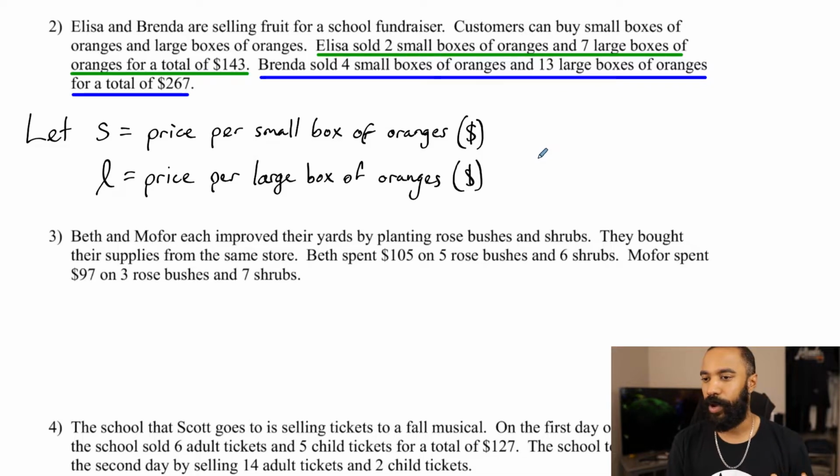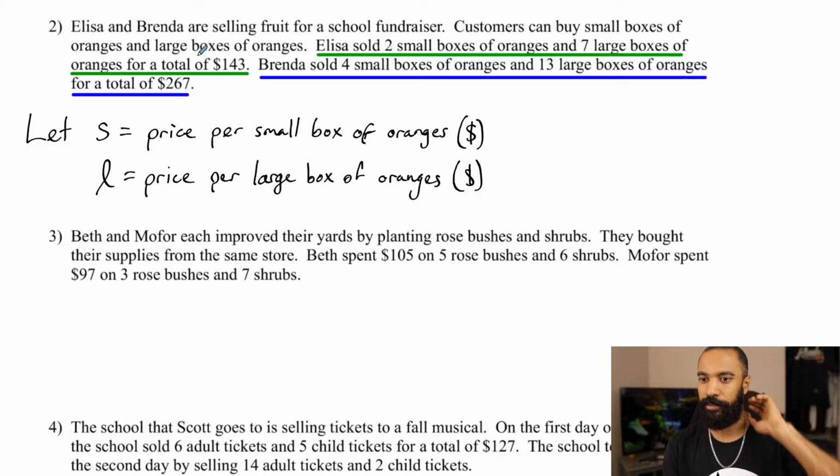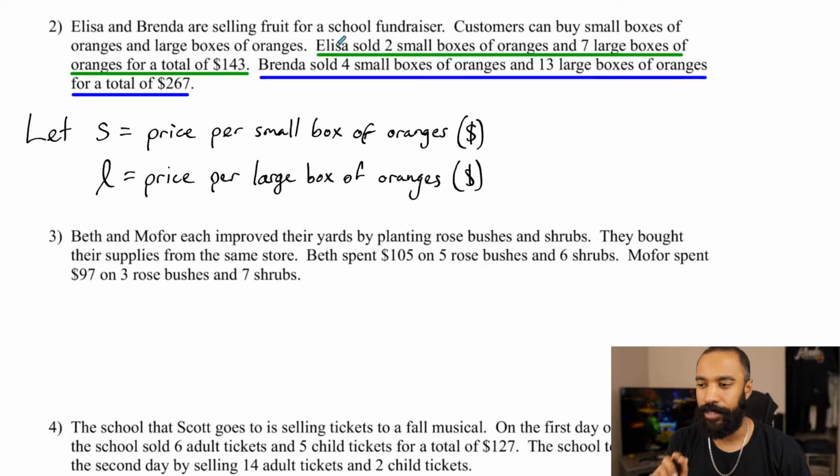Okay, there are two equations that we have to do here. Now notice that I made something for green and something for blue. Elisa sold 2 small boxes of orange for $143. It looks like there's a situation that we have that has to do with Elisa's sales.